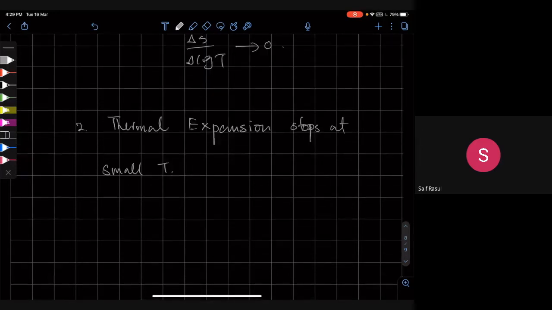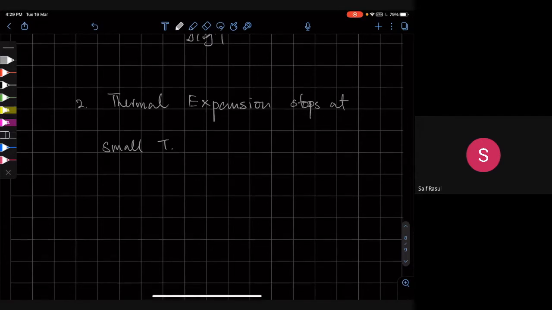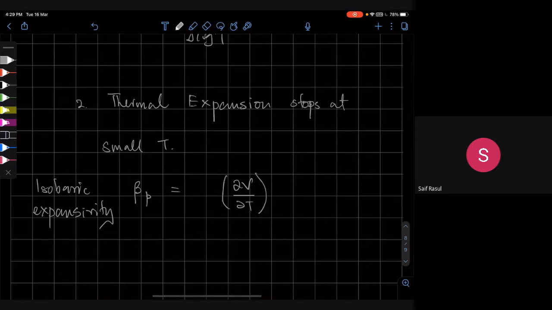So let's define the thermal expansivity parameter. This is known as the isobaric expansivity. So what is it? This is basically the rate of change of volume of a system with temperature, if you keep the pressure constant, per unit volume.